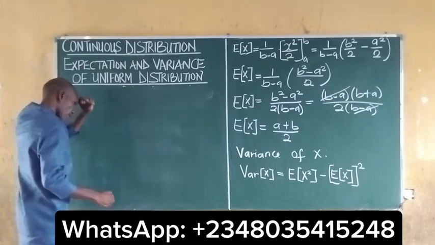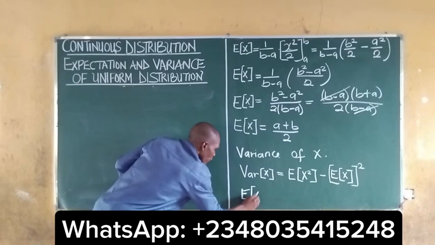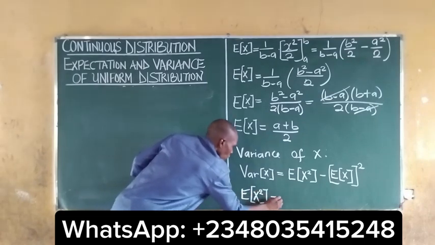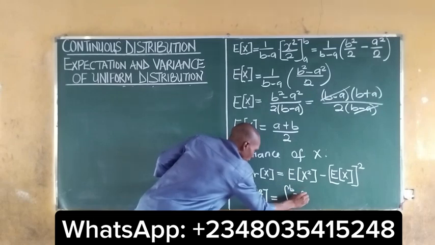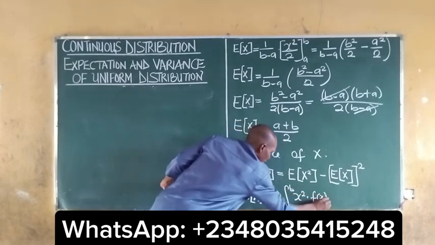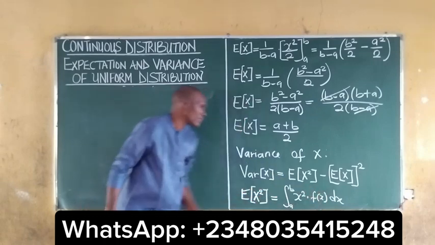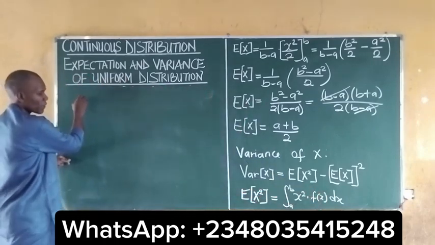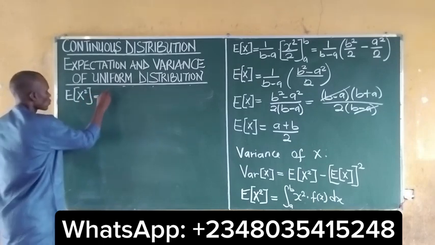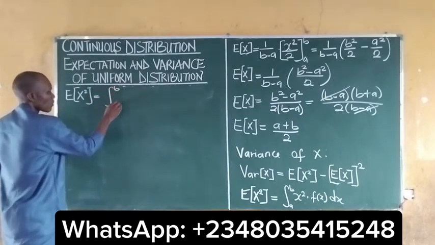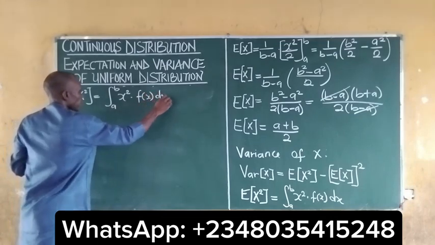So the expected value of x squared is equal to the integral from a to b of x squared multiplied by f of x dx. So this is the expected value of x squared. That is, writing it out properly, we have the expected value of x squared equal to the integral from a to b of x squared multiplied by f of x dx.